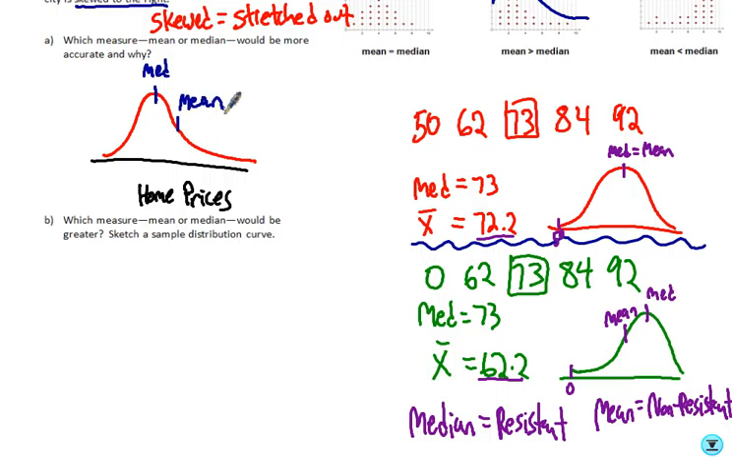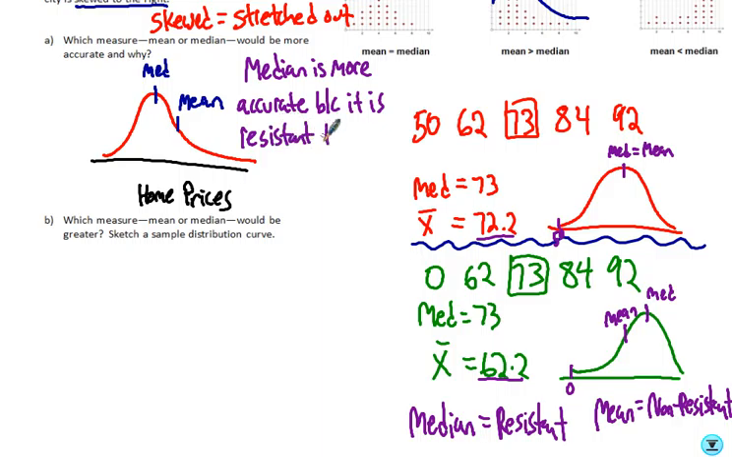Okay. So which measure would be more accurate? Well, what we would say here is that the median is more accurate because it is resistant to outliers. So we can count on that number a little bit more because we know that it's not easily influenced.